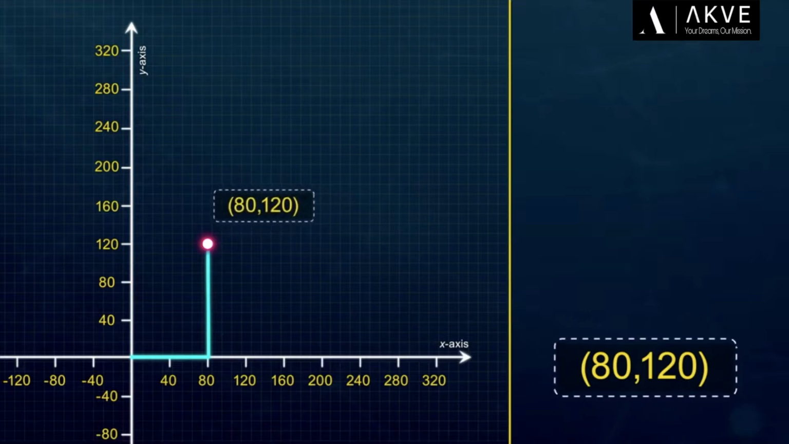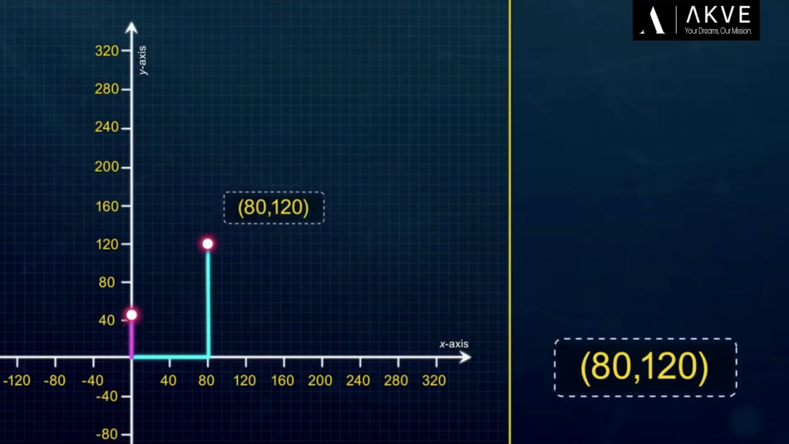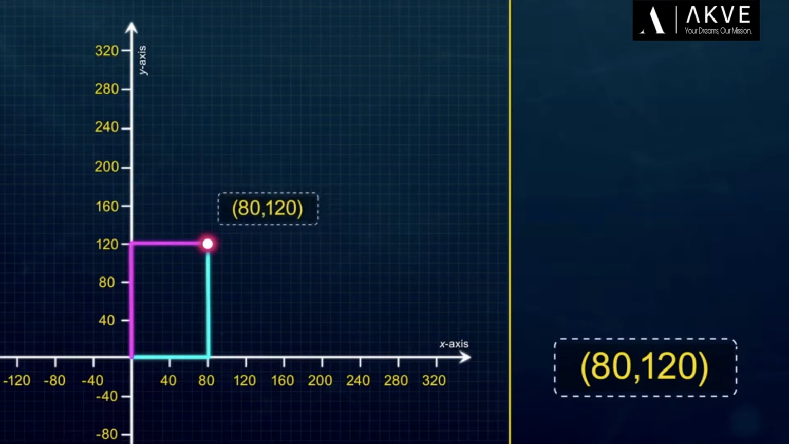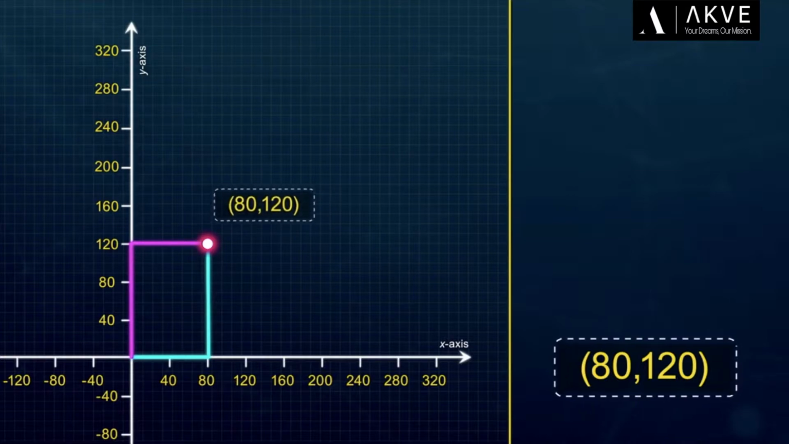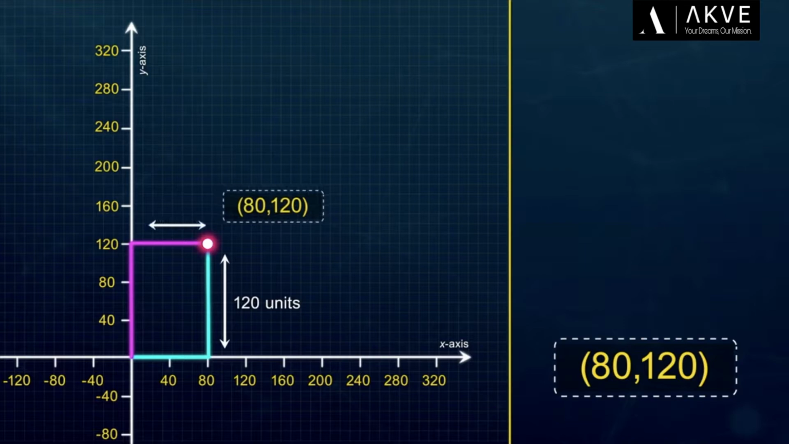We can represent the same point in the other way as well. That is, from the origin, we first move 120 units in the direction of y-axis and then we travel 80 units perpendicular to that direction. And then we will reach the same point (80, 120). In simple words, we can say that the point (80, 120) is a point which is at a distance of 120 units from the x-axis and 80 units from the y-axis. Also, the point (80, 120) is at a distance of 80 units along the x-axis and 120 units along the y-axis.